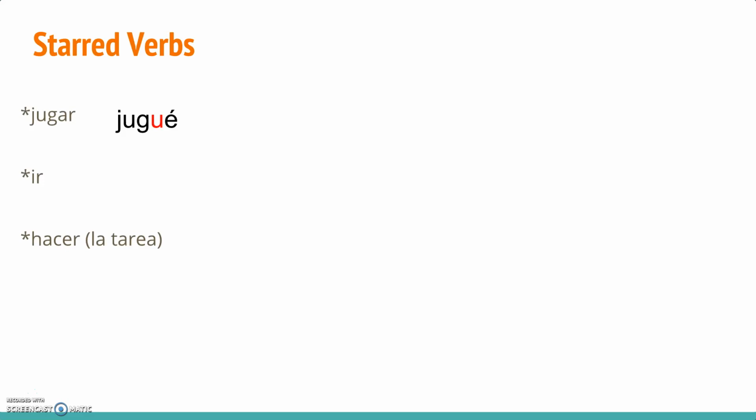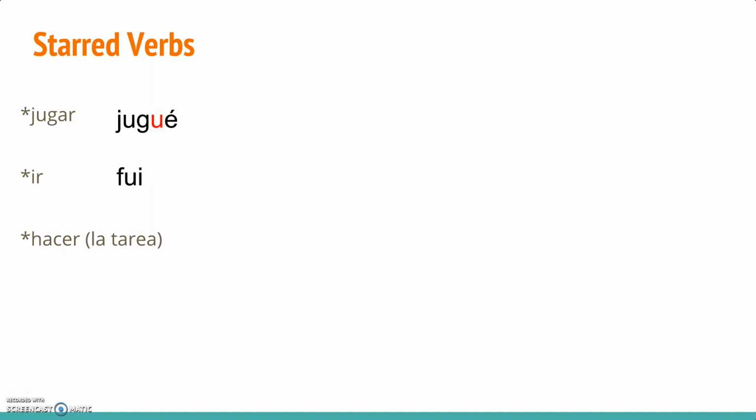Your brain is naturally going to come up with jugué when you say the word, but if you can imagine the U not being there and it was J-U-G-E with an accent, you would actually pronounce it jugé, and we need to maintain that hard G sound. So the U helps us do that, turns into jugué. So jugué means I played.